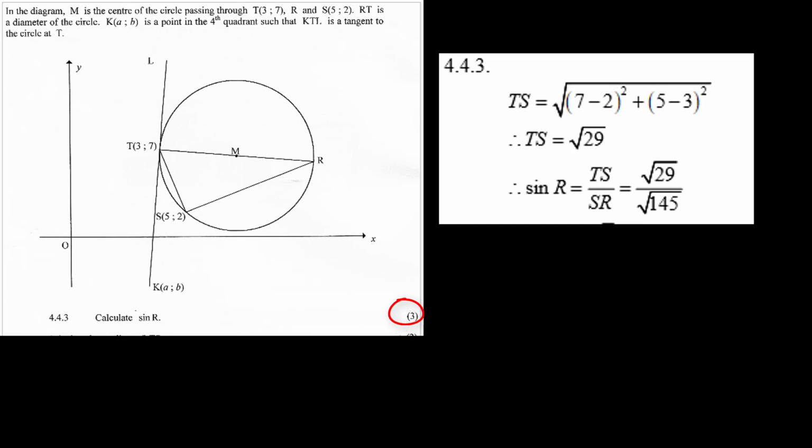Question 4.4.3. For 3 marks, calculate the sine of R. Sine is opposite over hypotenuse. So sine R is TS over TR. Now we know the length of TS to be the square root of 7 minus 2 squared plus 5 minus 3 squared. TS is the square root of 29. And from 4.4.1, we have that TR is the square root of 145. So sine R is the square root of 29 over the square root of 145.